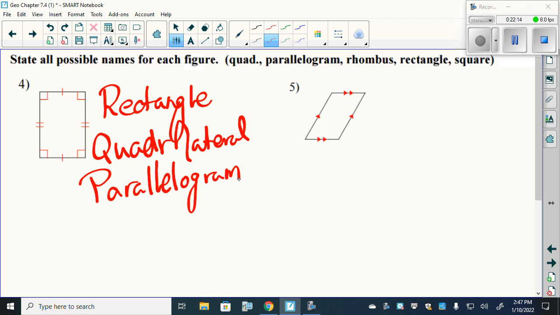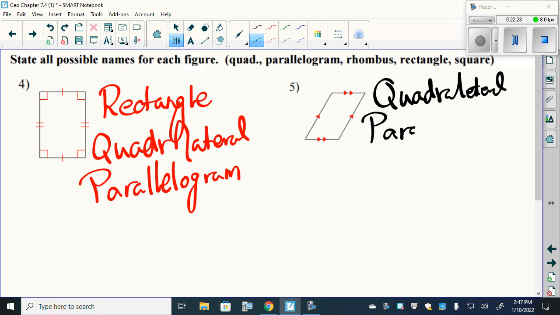The broadest category would be a quadrilateral and a parallelogram. You can't tell if it's a rhombus or not. The arrows just tell us the opposite sides are parallel, and we have two sets of parallel sides. So that means it is a parallelogram, but it's not a rhombus.